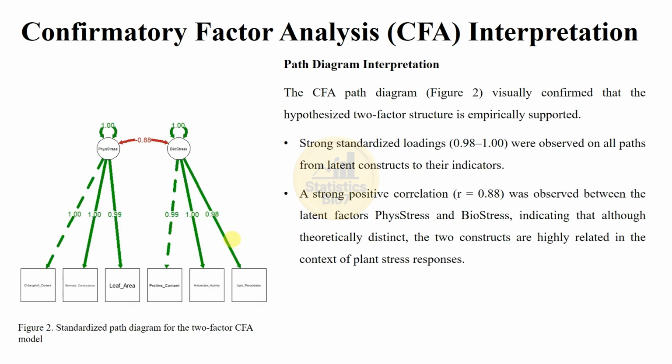The second one, Figure 2, is the path diagram. The CFA path diagram visually confirmed that the hypothesized two-factor structure is empirically supported. Strong standardized loadings of 0.98 to 1 were observed on all paths from the latent constructs to their indicators.